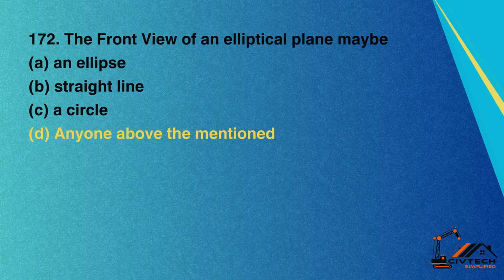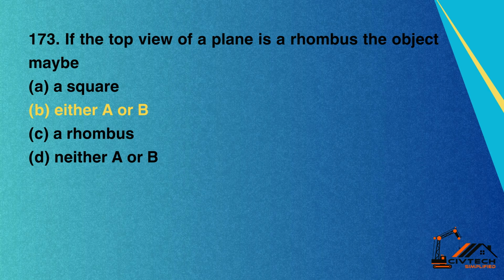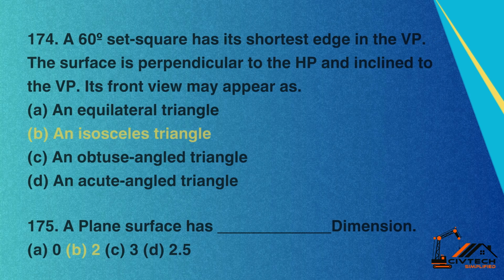172. The front view of an elliptical plane may be A. An ellipse. B. Straight line. C. A circle. D. Any one above the mentioned. Correct option, D. Any one above the mentioned. 173. If the top view of a plane is a rhombus, the object may be A. a square, B. a rhombus, C. either A or B, D. neither A nor B. Correct option, C, either A or B.